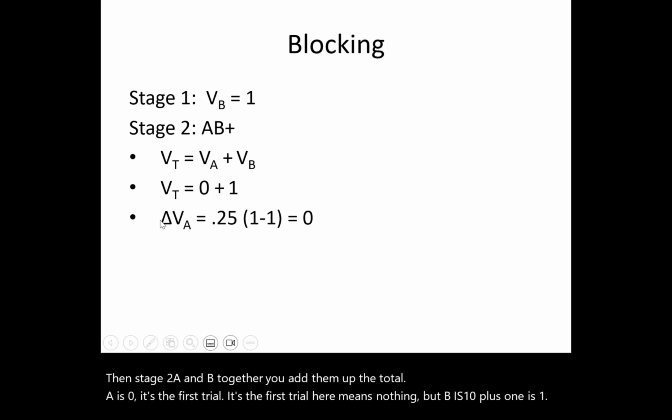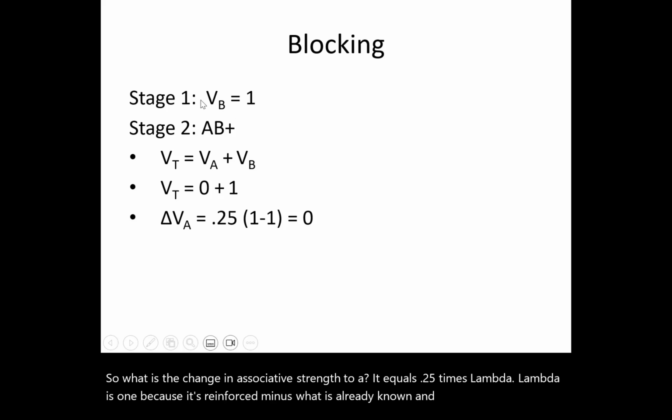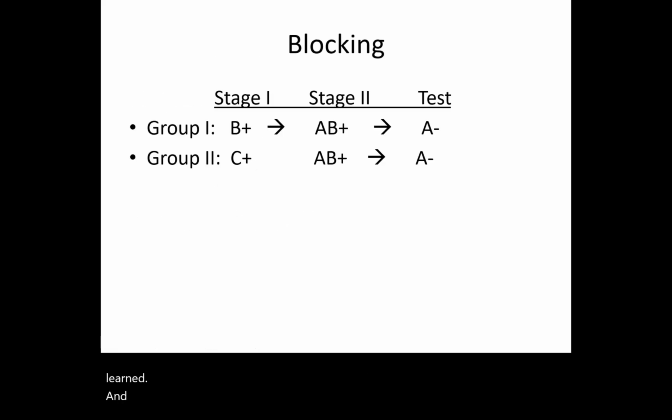So what is the change in associative strength to A? It equals 0.25 times lambda. Lambda is 1 because it's reinforced, minus what is already known. And B is telling them all they need to know. And so 1 minus 1 is 0. 0.25 times 0 is 0. Nothing's learned. And that explains what's happening.